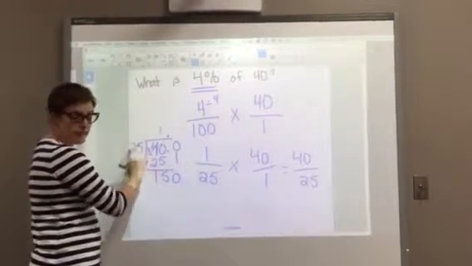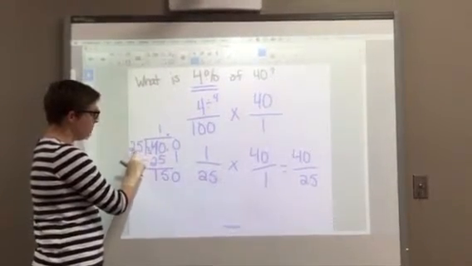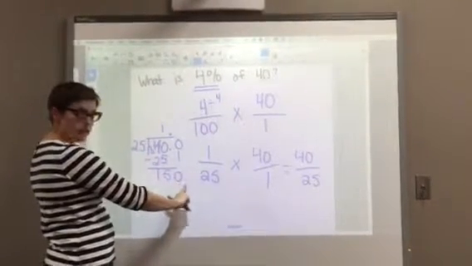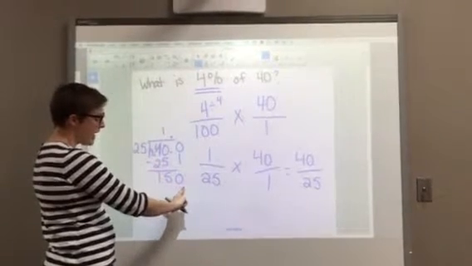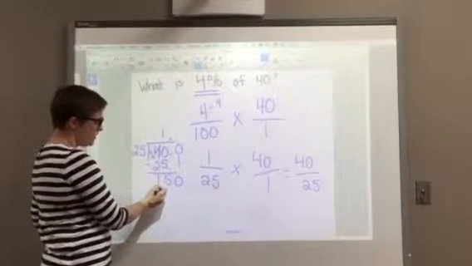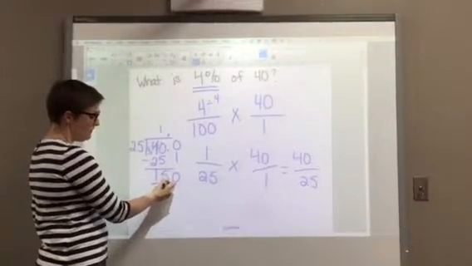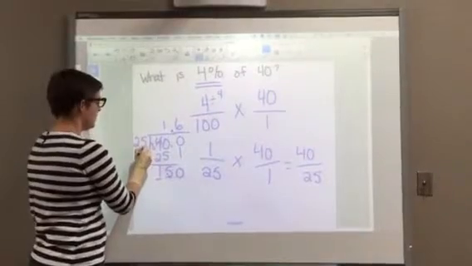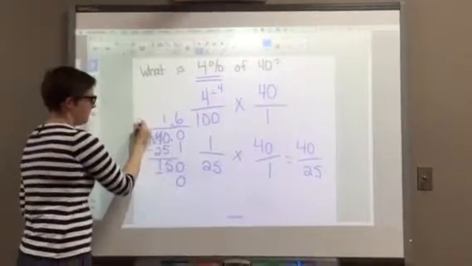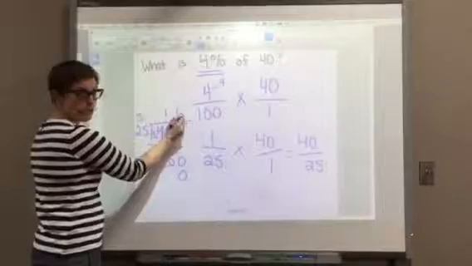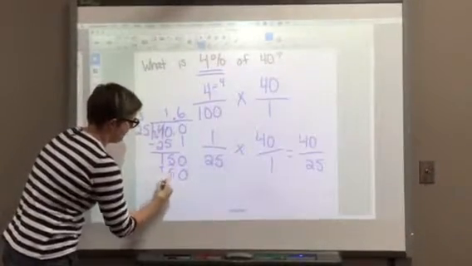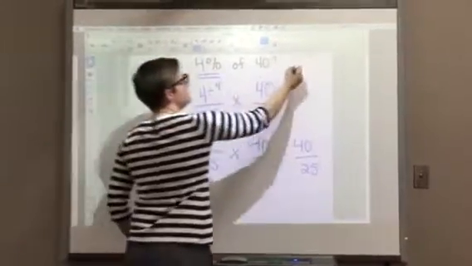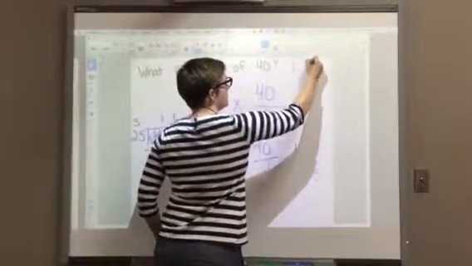Now here, it is helpful for me to think of quarters in a dollar. So if I had $1.50 and I want to know how many quarters I have, well, I know that there's 4 quarters in $1, 2 quarters in 50 cents, 4 plus 2 is 6. So I'm going to think 5 times 6, 30. 2 times 6 is 12, plus 3 is 15, and I have 150. What is 4% of 40? 1.6.